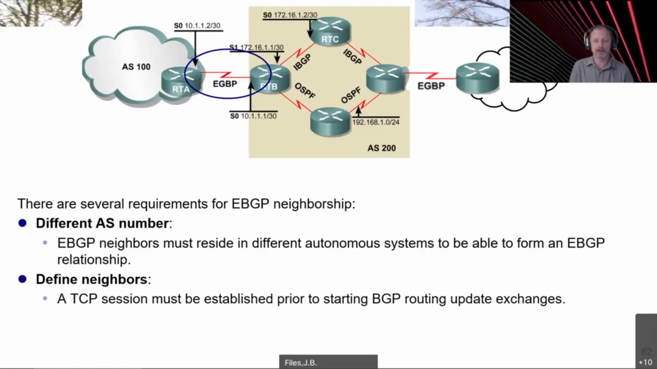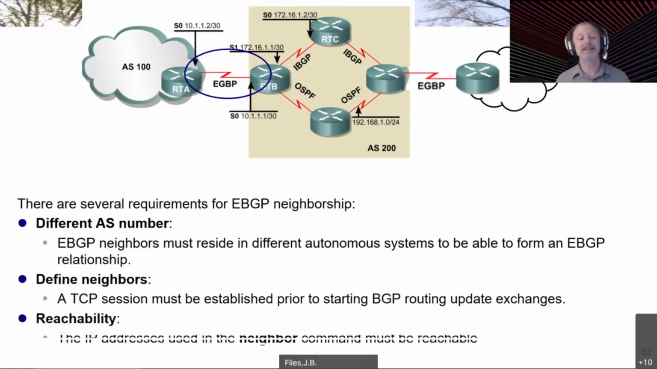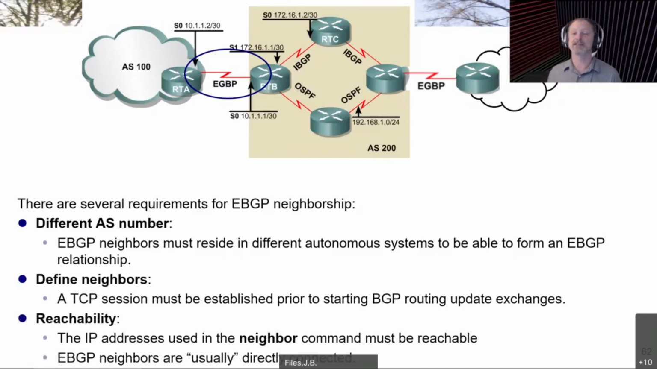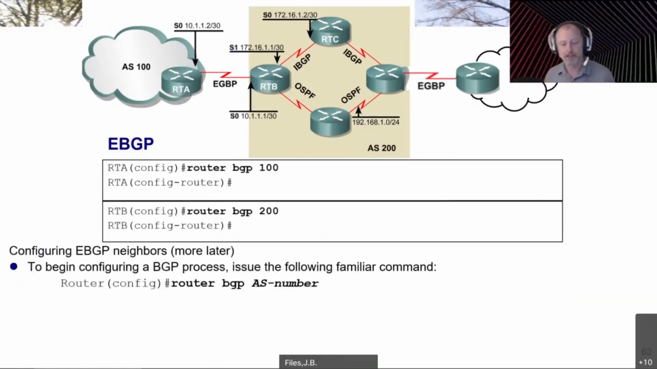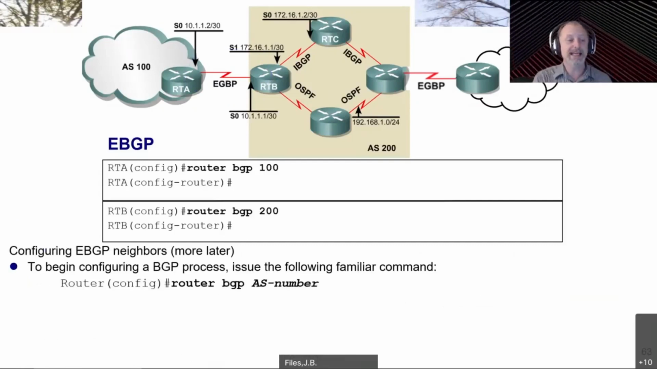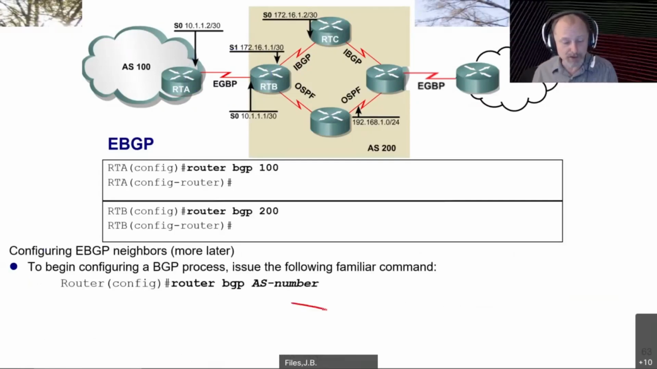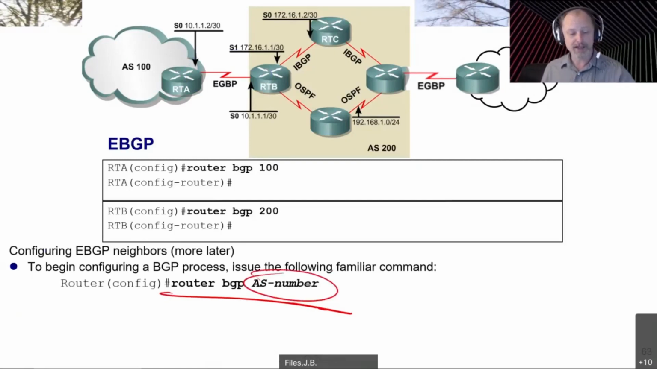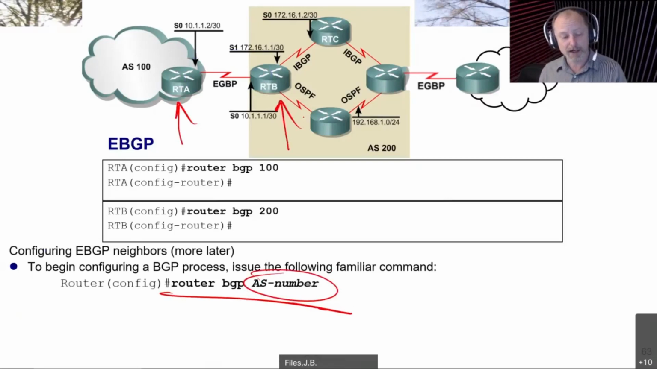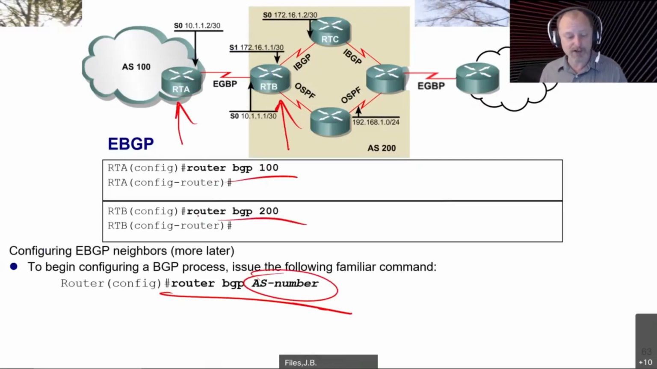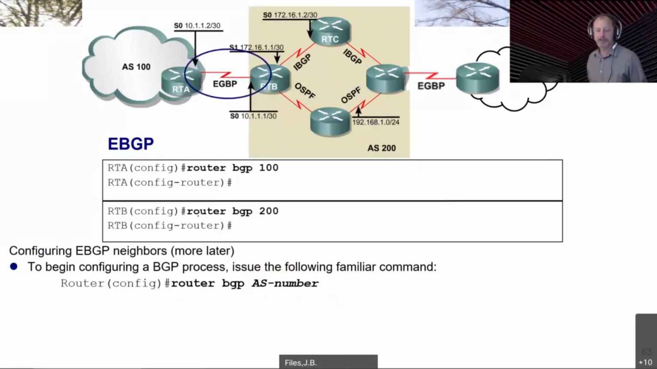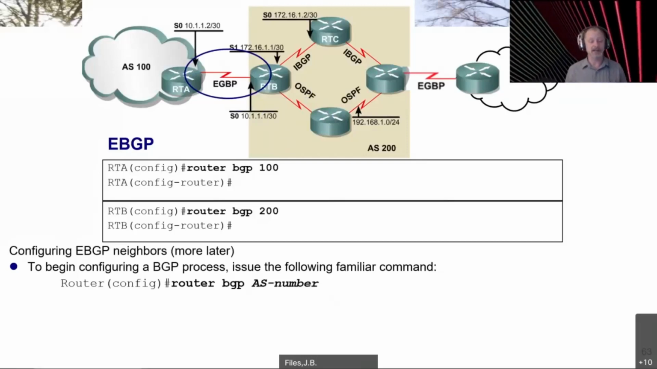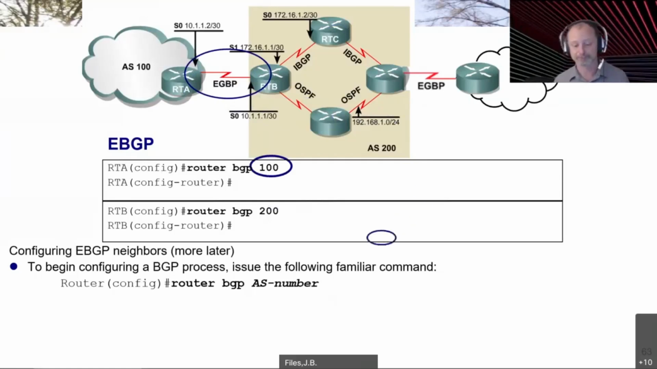in the configuration. So we have a neighbor command. A good test is, can you ping the neighbor? All right. So when we get into BGP configuration mode, we say router BGP and then the autonomous system number. So we've got router A here, router B here. Router A is in autonomous system 100, B is in 200. That means they're going to be in an eBGP relationship.